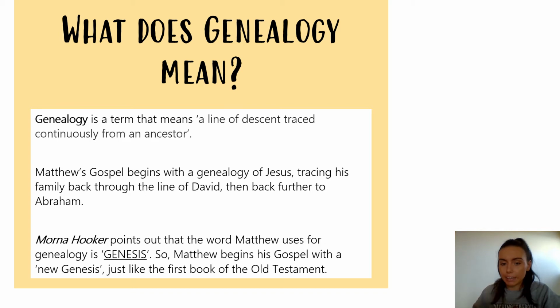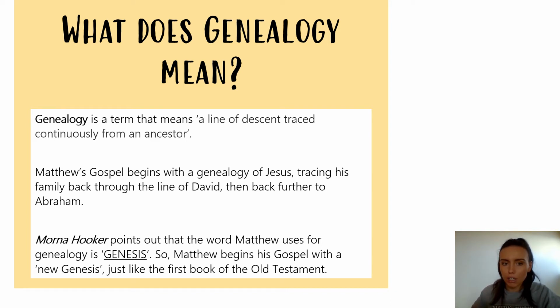Mona Hooker is a scholar who points out that the word Matthew uses for his genealogy is actually the word Genesis, which is really interesting, because what it tells us is that Matthew began his Gospel with a sort of new Genesis, just like the first book of the Old Testament. So we get this idea of a new beginning.